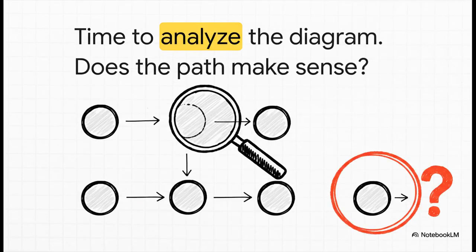And finally, step 5, analyze the diagram. You have to check your map for mistakes. Does the journey have a clear start and a clear finish? Are there any states that are impossible to get to or any dead ends that you can't get out of? This final check makes sure the logic is totally solid.